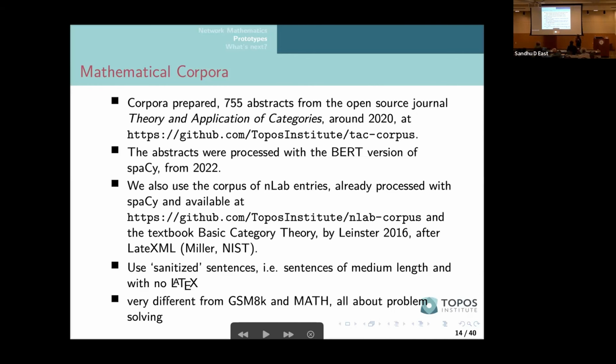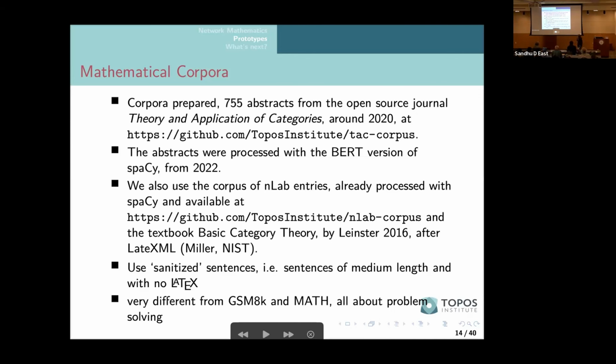Space is a new sort of system. The Hugging Face guys have a very different model on how to do these things. We also have a corpus of the NLab entries. The last corpus is Basic Category Theory, the book by Tom Leinster from 2016. We have to do some more work on that one because we have to remove the LaTeX and stuff like that.